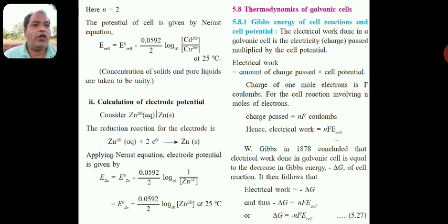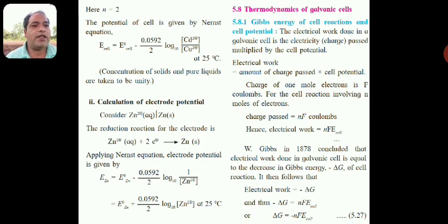For the cell reaction involving n moles of electrons, we can write the same formula: charge passed is equal to nF coulomb. Hence, electrical work is equal to nF into E of cell. So, electrical work is equal to minus delta G. Now, this equation is given by Gibbs in 1978, concerned that electrical work done in a galvanic cell is equal to the decrease in Gibbs energy. That is a decrease, that's why it is minus delta G of the cell.